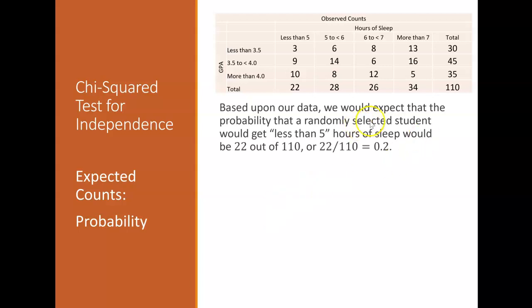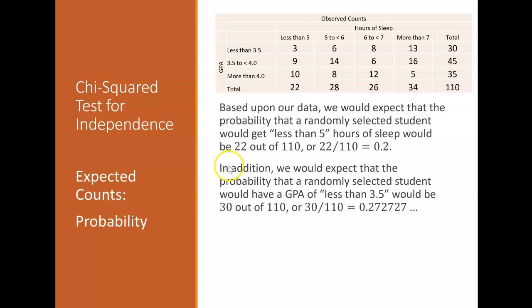Based on our data, we'd expect that the probability of a randomly selected student getting less than 5 hours of sleep would be 22 out of 110. Everybody's okay with that? And we'd expect the probability that a randomly selected student would have a GPA of less than 3.5 to be 30 out of 110. So the row total divided by the overall total, and then the column total divided by the overall total.